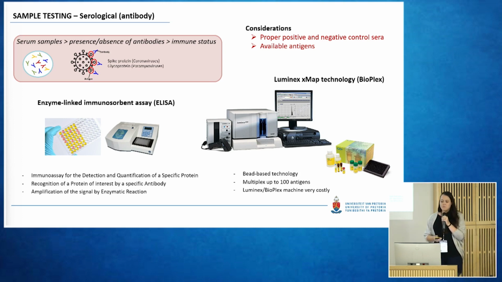Considerations for this would be proper positive and negative control sera, and that is actually a problem for a lot of the bat work that we do: finding or having positive and negative control sera specific for specific species and specific viruses. Also, considerations should be available antigens. We are working on obtaining gene sequences for important antigenic regions like the spike proteins and the glycoproteins to be able to use this in designing these assays. But for a lot of the bat-related diversity of viruses, we still don't have these antigens available to develop these serological assays.